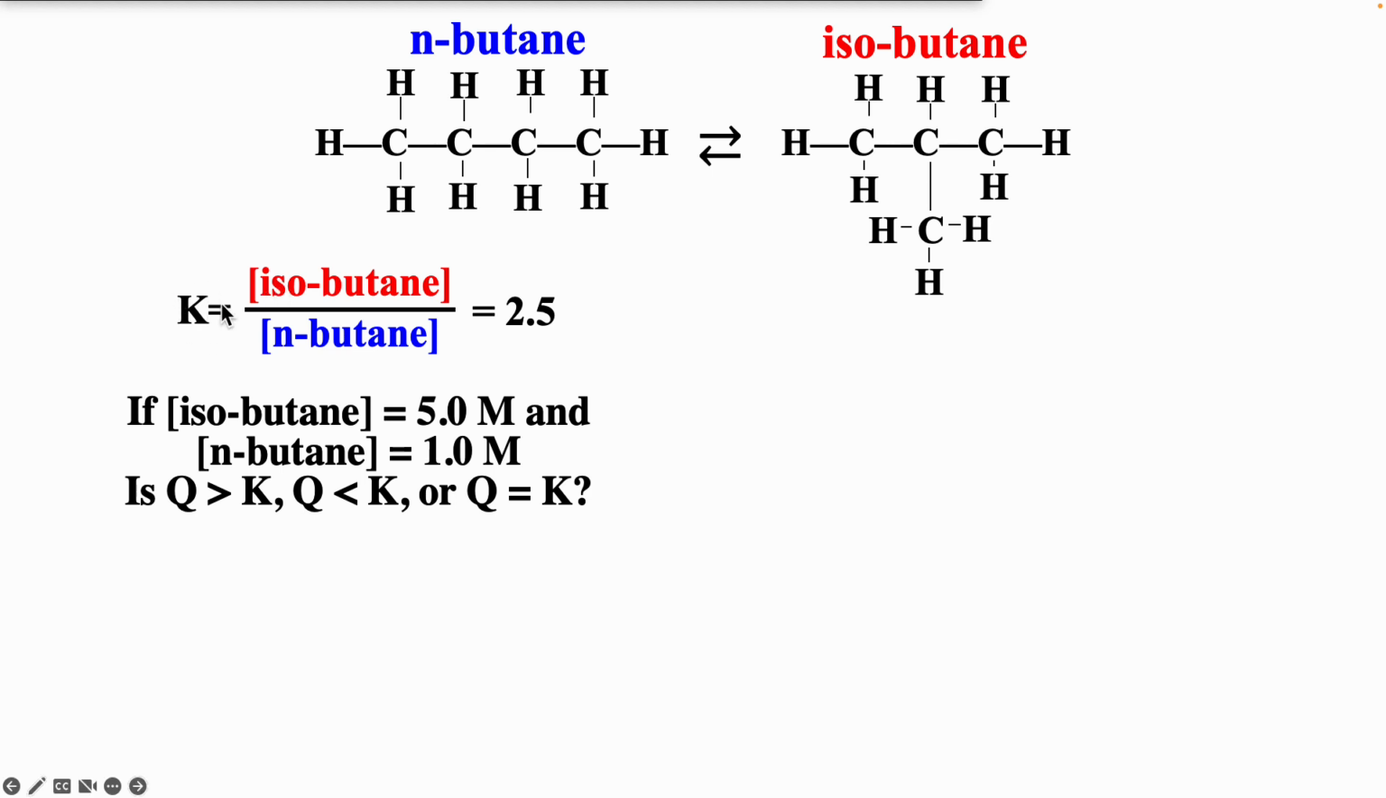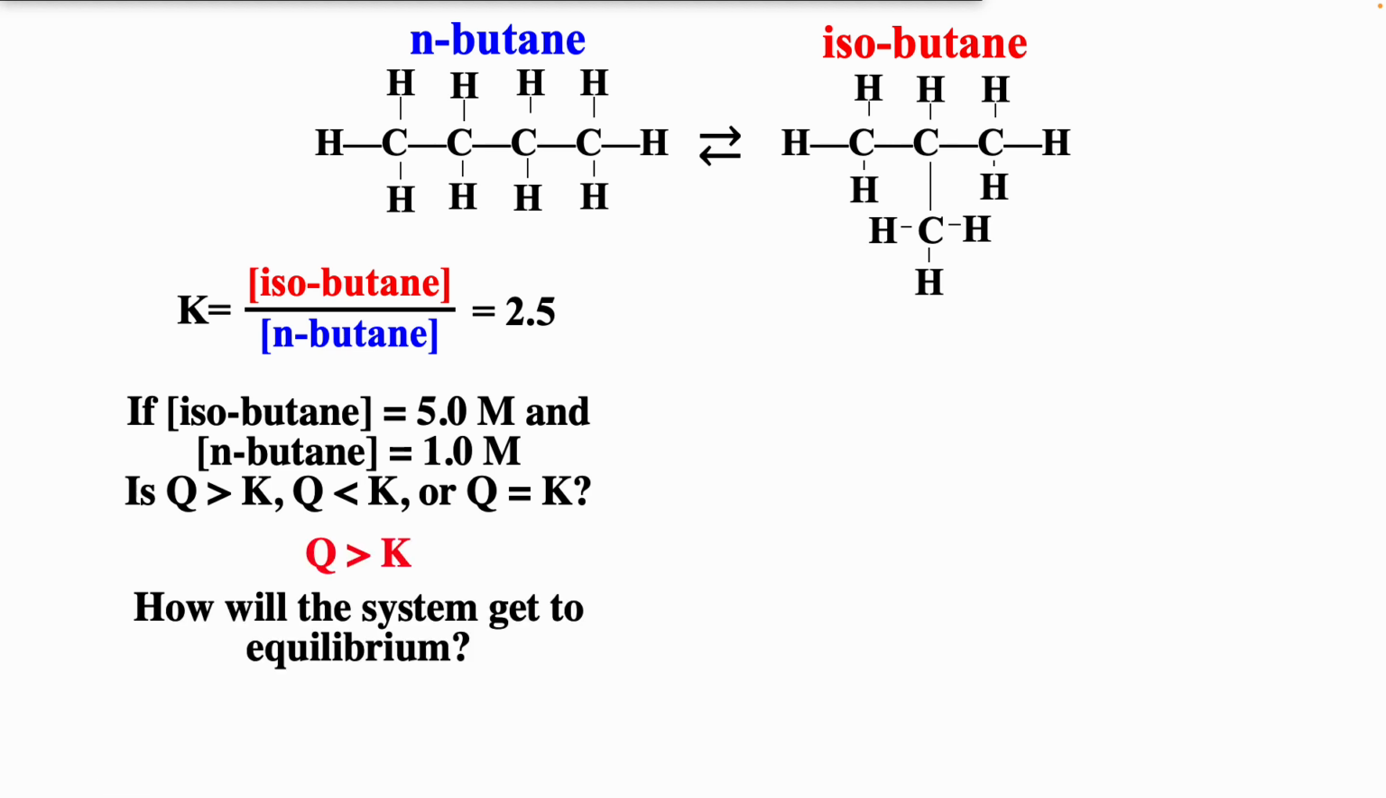And so Q would be isobutane over N-butane, and so that would be 5 over 1. So Q is equal to 5. So the system is not at equilibrium, and Q is greater than K. So how will the system reach equilibrium? Well, that means you got more isobutane than at equilibrium, and so isobutane will form N-butane until you reach equilibrium.